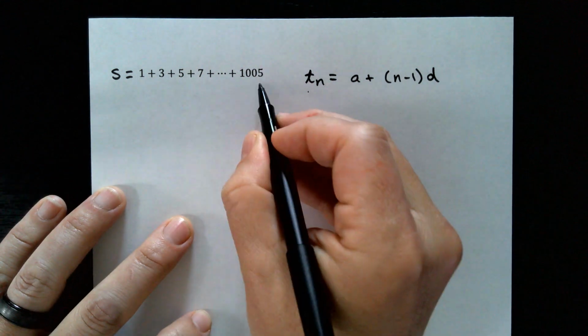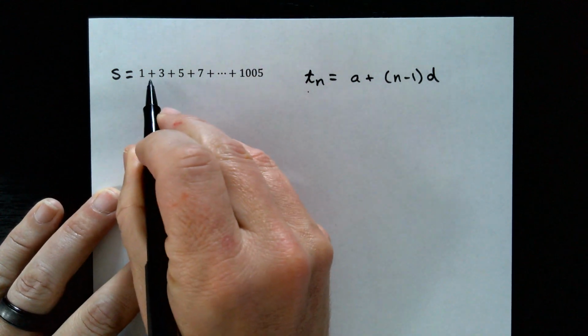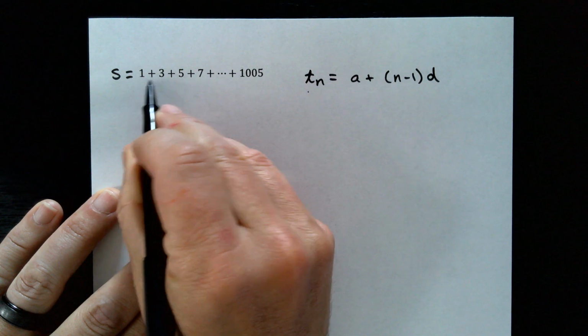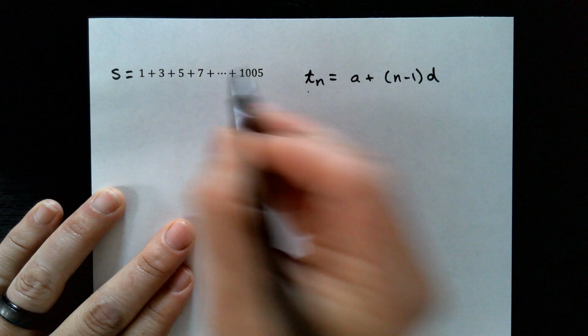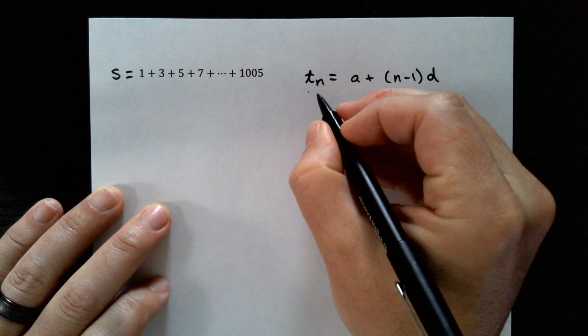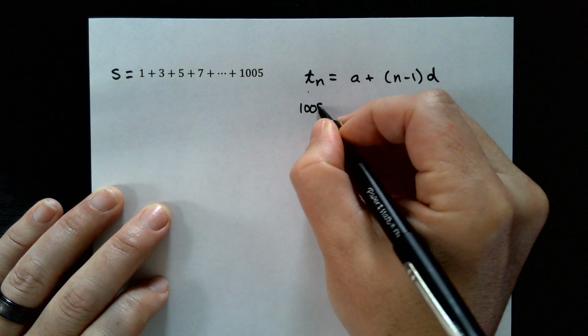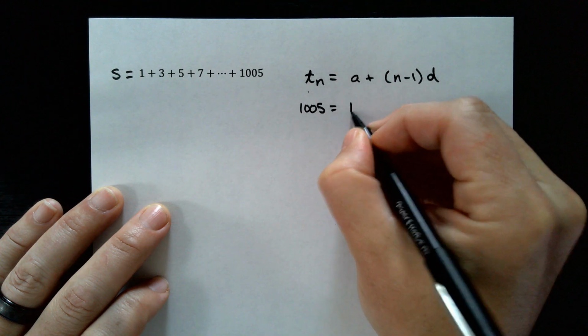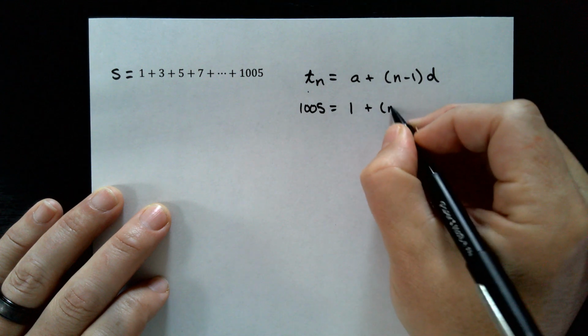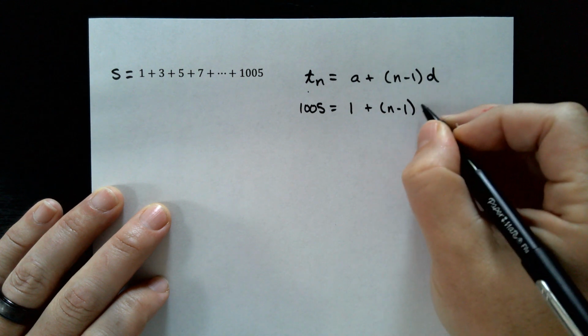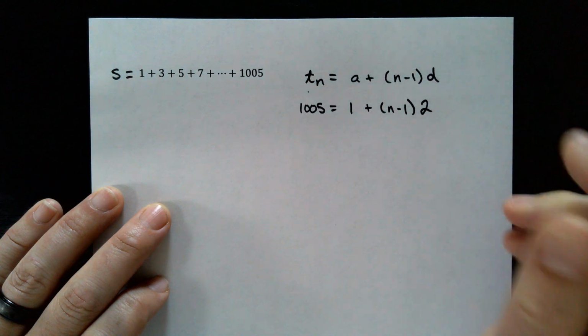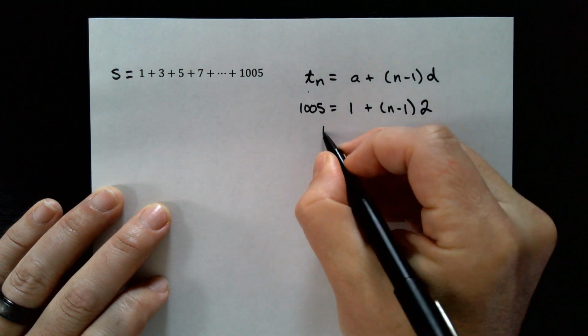Okay, so here's the last term, here's the first term. How much is the common difference? Let's see, how much do you go up between 1 and 3? 2. So 2 is the common difference here. So what we will get is 1,005 equals the first term, so 1 plus n minus 1 times the common difference, which is 2. Okay, so let's distribute that.